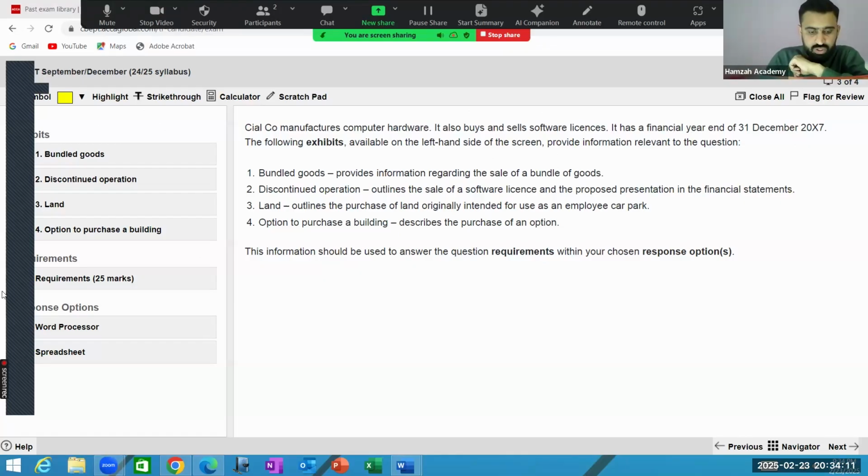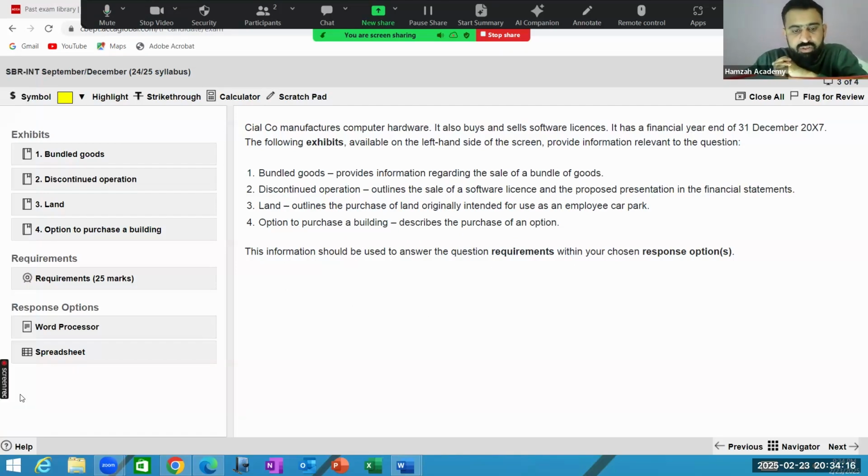Okay, welcome back. So now we have part B, and in part B we have first question, question number 3. In this question we have multiple accounting standards. One is bundled good. I think it would be IFRS 15. Discontinued operation, IFRS 5. Land, IAS 16 or IAS 40. Option to purchase a building. Describe the purchase of an option. So multiple accounting issues we have in this question.